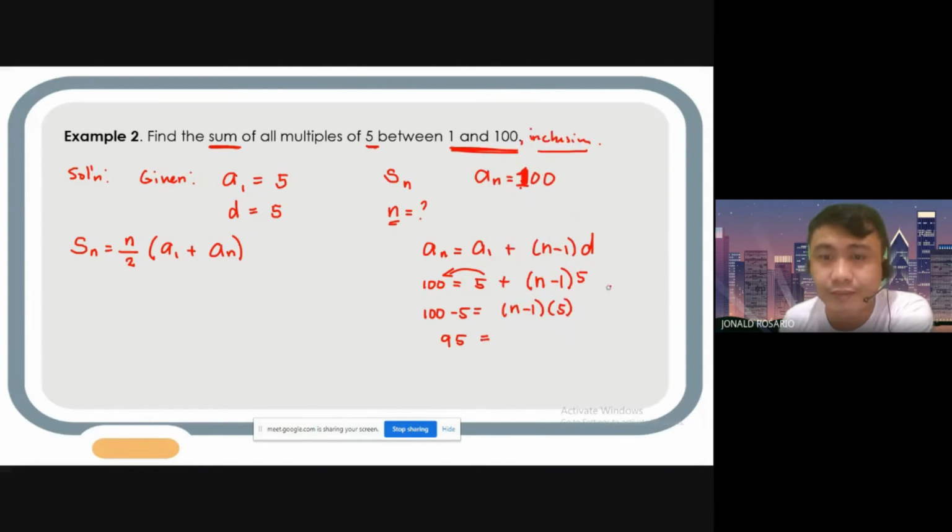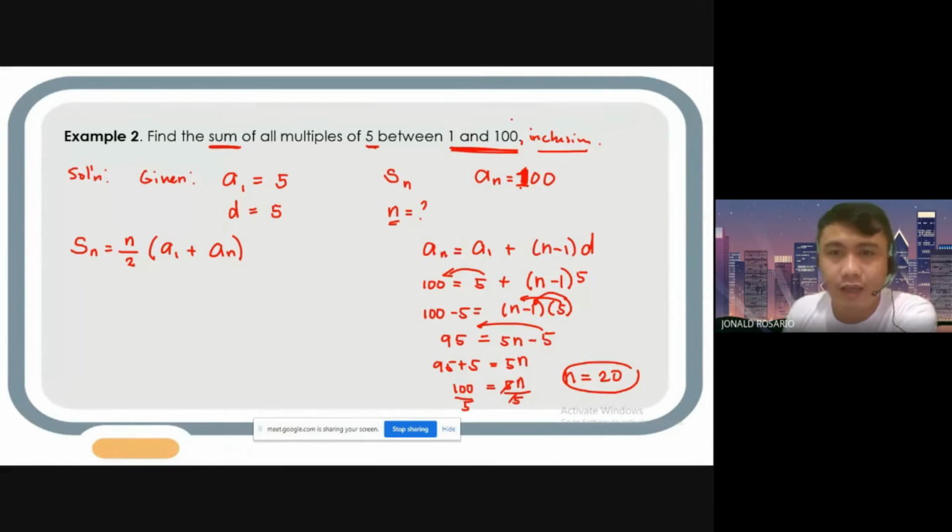Tama ba? Am I correct? So 5 times n is 5n. 5 times negative 1 is negative 5. So pwede natin itong i-transpose. So 95 plus, from negative to positive, 5 equals 5n. So 95 plus 5 is 100, which is equal to 5n. So we can divide them by 5 para makuha natin si n. And of course, our n is 20. So pang 20 po ang ating 100.